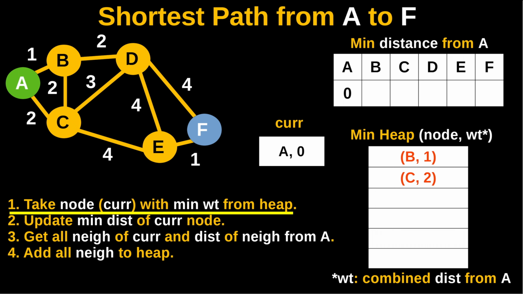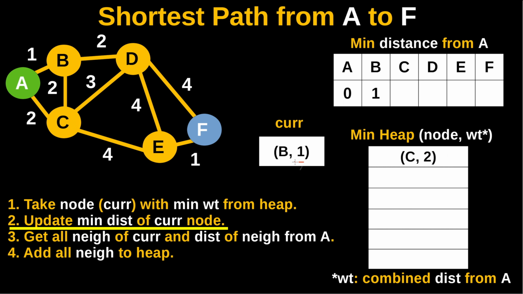We take the top item of the heap. Now this is a min heap. The tuples are sorted by the parameter weight. The item with the smallest weight will be on the top of the heap. The top of the heap is B, which has a distance of 1. So we take B as the current, and then we update the table for B here as 1.